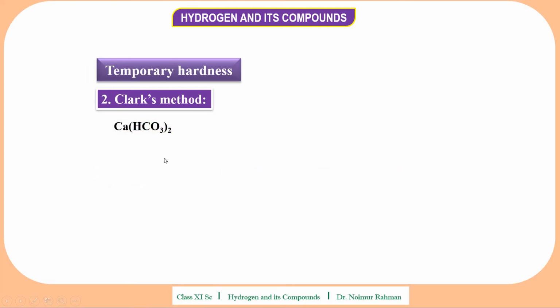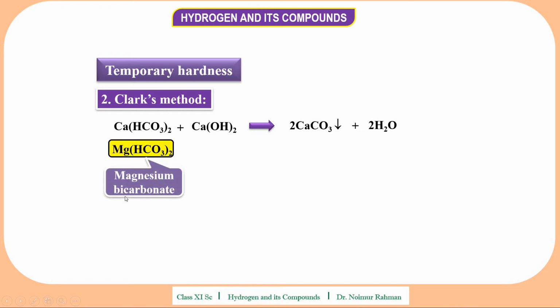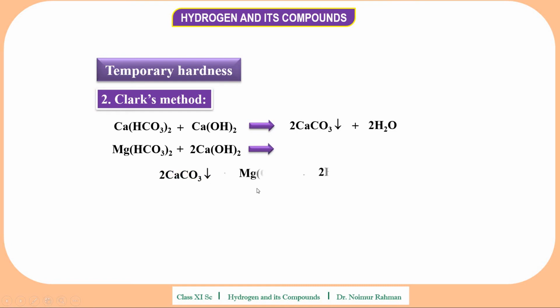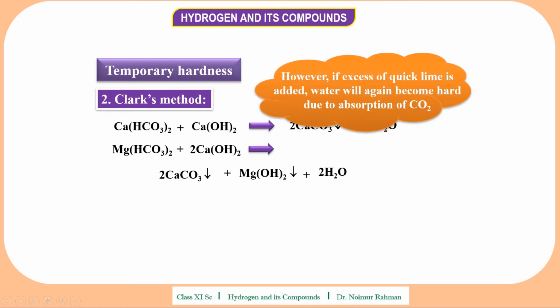We're taking calcium bicarbonate, reacting with calcium hydroxide, which is also known as slaked lime. It will produce calcium carbonate as the precipitate along with water. Similarly, magnesium carbonate when reacted with calcium hydroxide produces calcium carbonate, magnesium hydroxide and water.